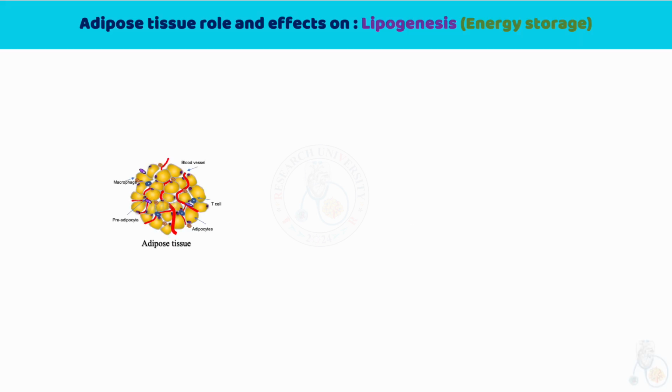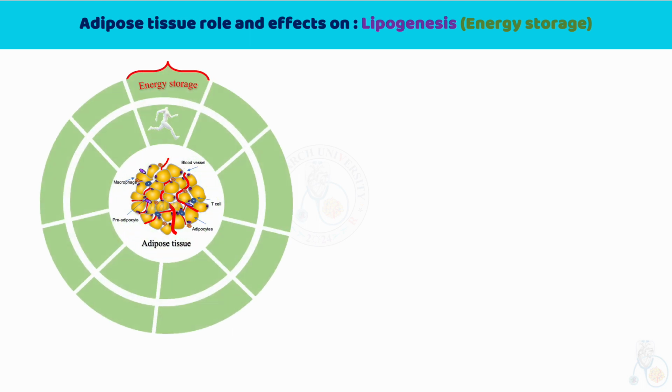Adipose tissue, or body fat, is connective tissue consisting mainly of fat cells specialized to synthesize and contain large globules of fat within the structural fibers. It is involved in energy storage. This is also called lipogenesis.